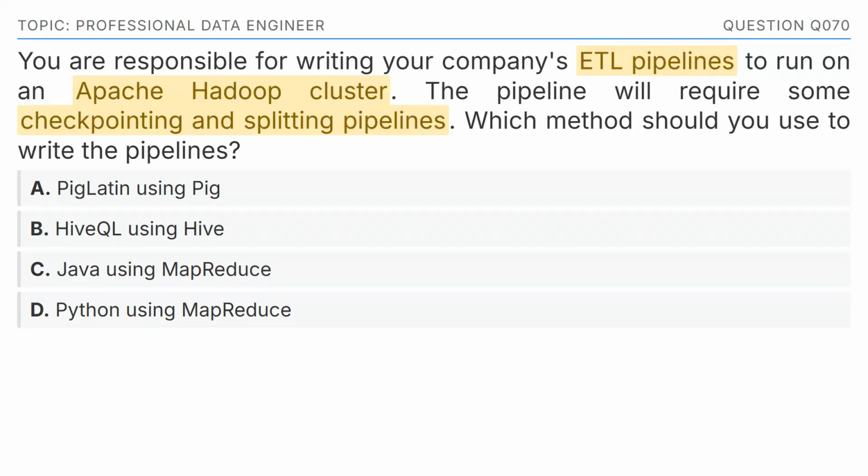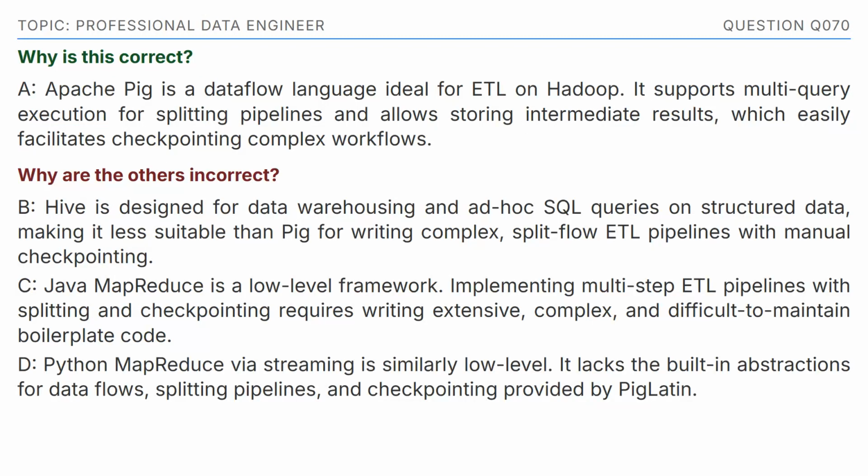To arrive at the correct answer, we focus on the keywords ETL pipelines, Apache Hadoop cluster, checkpointing, and splitting pipelines. The correct answer is option A, Pig Latin using Pig. Why is this correct? A. Apache Pig is a dataflow language ideal for ETL on Hadoop. It supports multi-query execution for splitting pipelines and allows storing intermediate results, which easily facilitates checkpointing complex workflows. Why are the others incorrect?